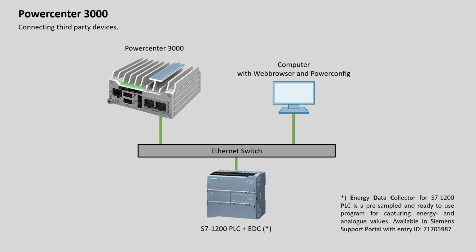For my tutorial, I'm using a Simatic S7 PLC, which is equipped with a precompiled program, Energy Data Collector. This is available in the Siemens Support Portal as a free download and can be used to collect some energy data or measured values and provides them by Modbus TCP communication.